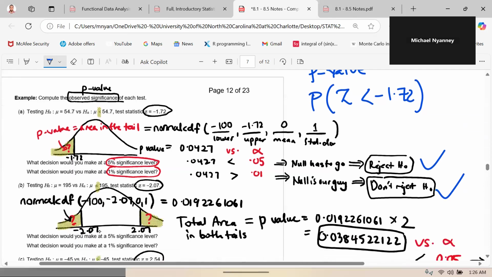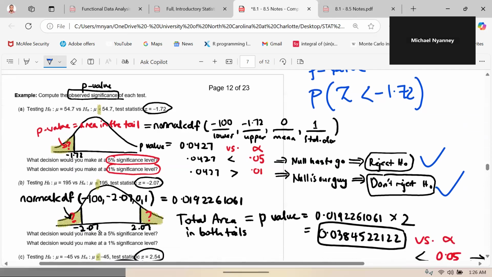So you do the same. But here, we are using not equal to, so it's two-sided. So what you do is that since it is two-sided, it could be less or it could be greater.